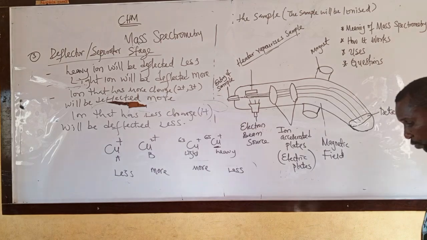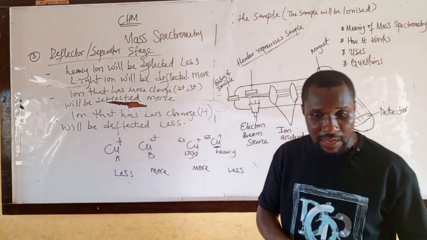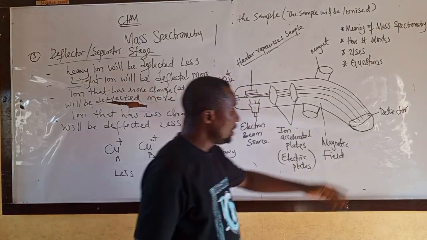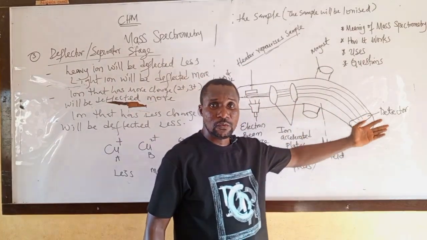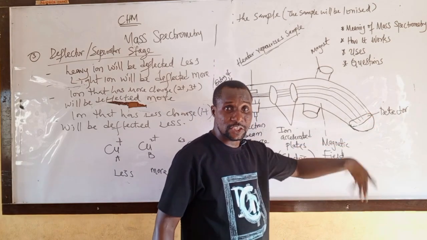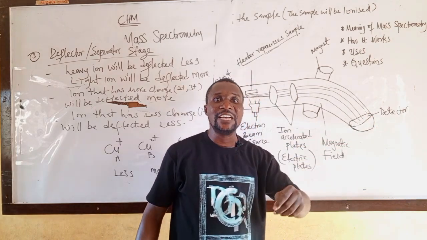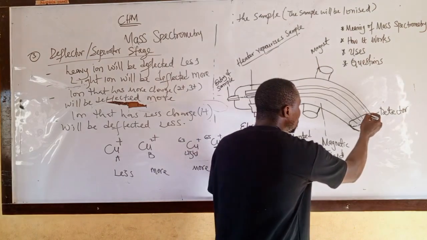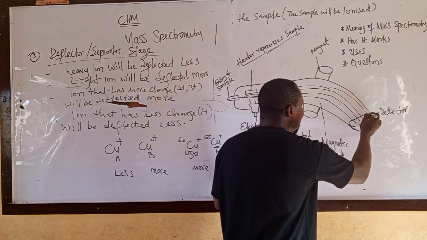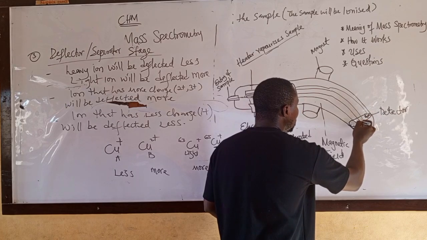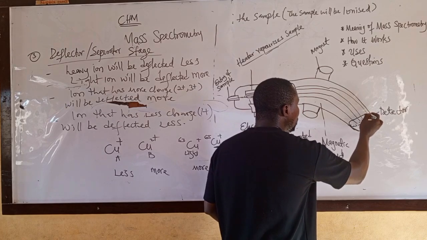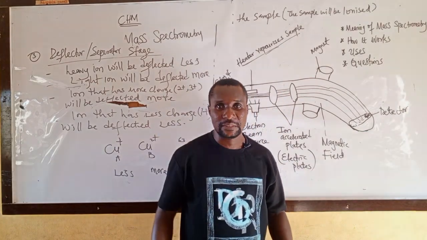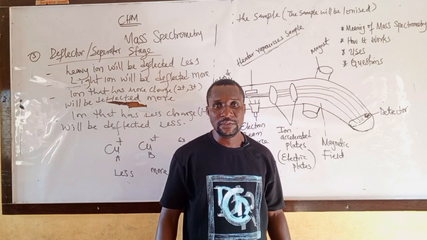Detector. That is where the isotopes are obtained. At this place, what will happen? When you see a particular ion that is more, that means it has more relative abundance. Let me assume this one is more here. You have more of it here. This one is just few. This one that is more here, we have the highest relative abundance.